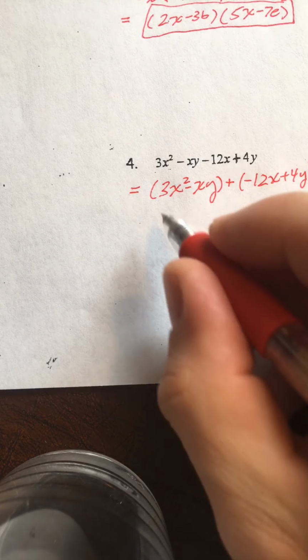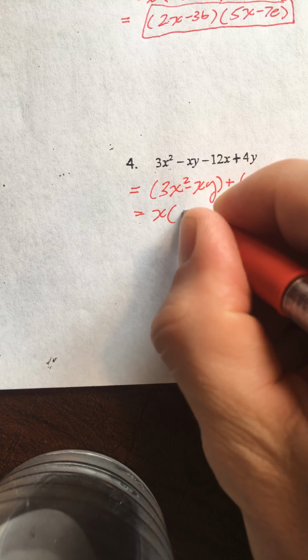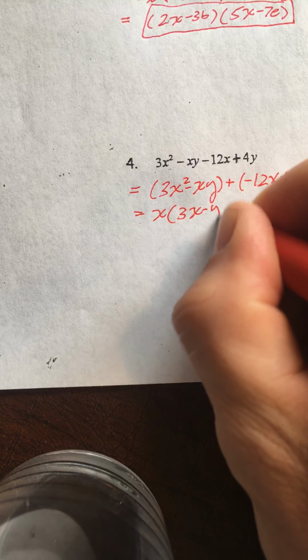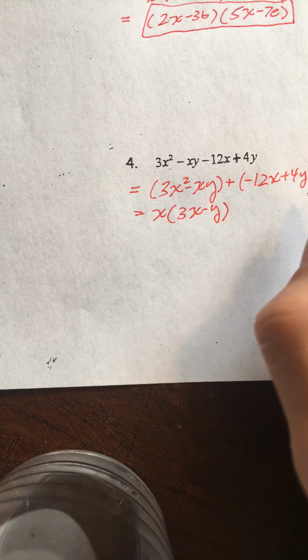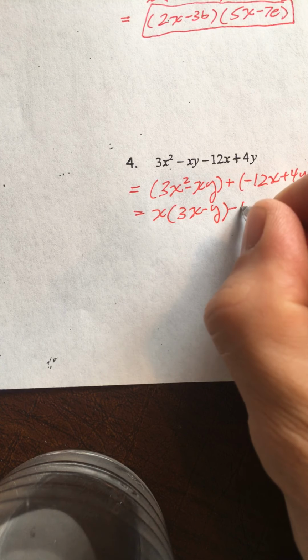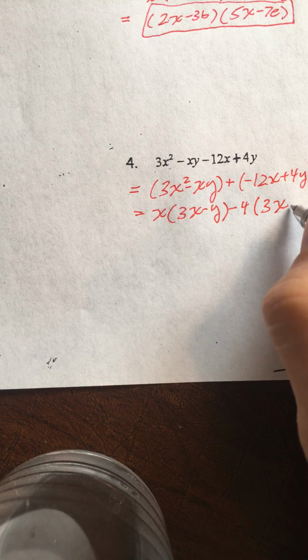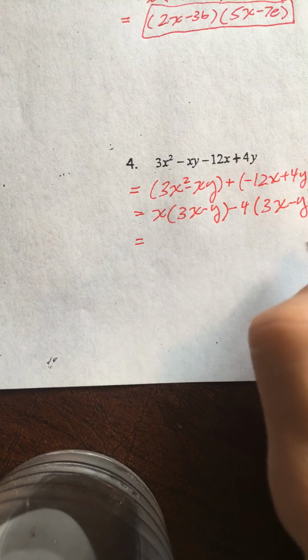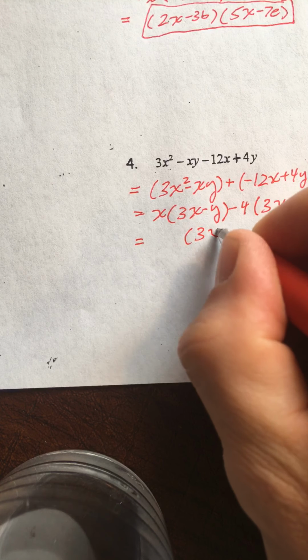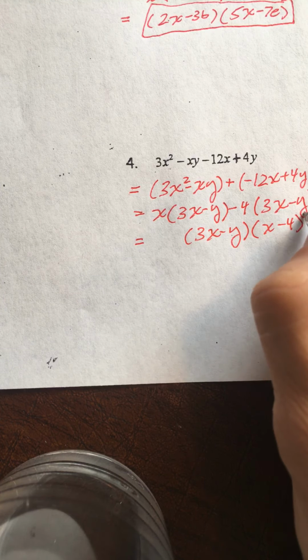And now I look for a GCF in the first two. It looks like the GCF here would be x. And I go to find the GCF of the second two, which would be a negative 4. And I'm left with 3x minus y. And now we would factor out a 3x minus y. And what would be left is x minus 4.